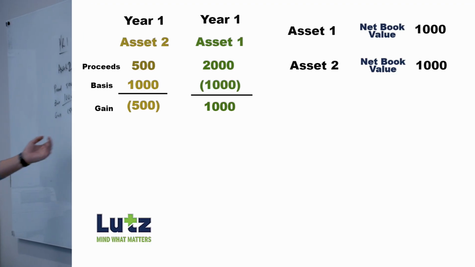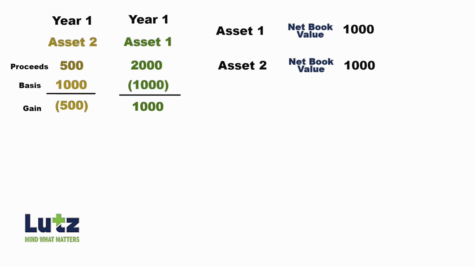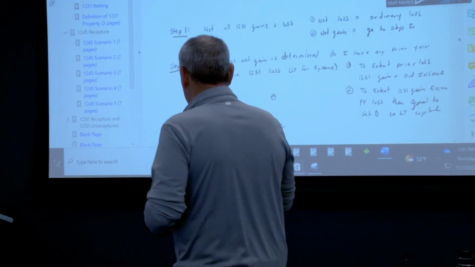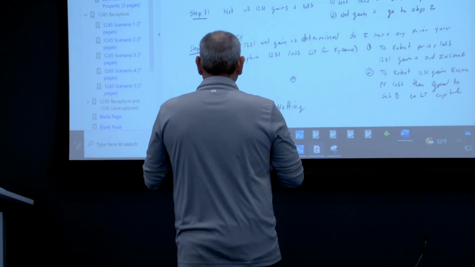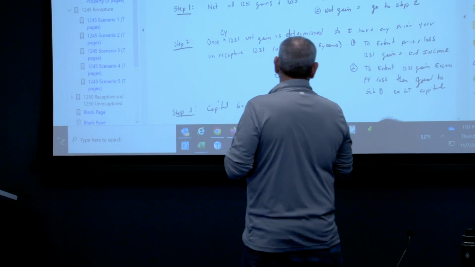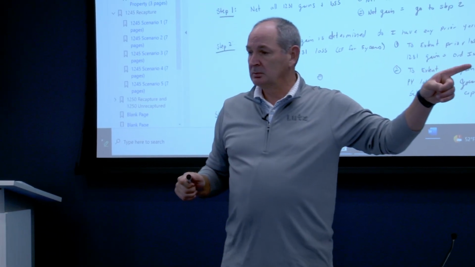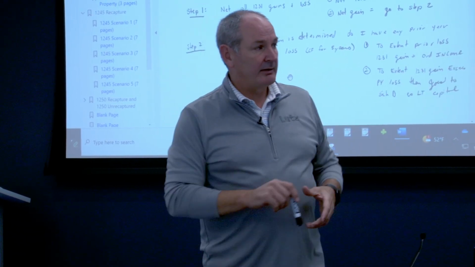We have a loss in year 1, ordinary, correct? Now in year 2, we have a gain of 1,000. So it says go to step 2. So what's step 2 telling us that we need to do? Once current year net gain is determined, do I have any prior unrecaptured 1231 losses? And you have to look back for a period of 5 years. So in this case, I have year 1 and year 2. In year 1, I have a loss of $500.